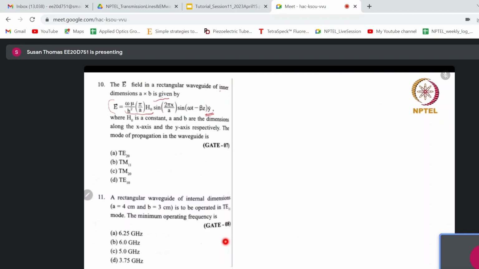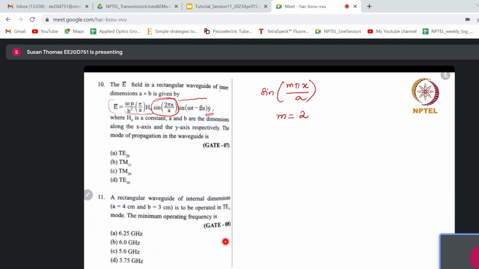If you see the second term, it is sine of omega t minus beta z, and the other term is of the form sine of m pi x by a in case of a rectangular waveguide. So by comparing, we can easily get m is 2.